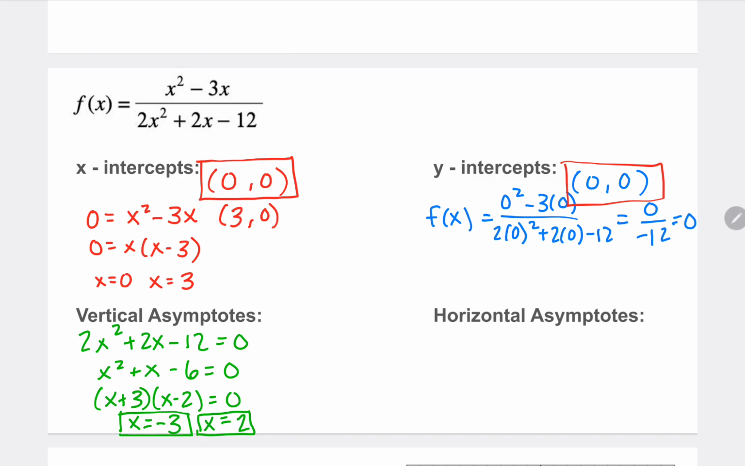And then lastly, the horizontal asymptotes, we look at the degree. In this case, we have the same degree. When it's the same degree in the numerator and denominator, you look at the leading coefficients. We have a 1 over 2. So our horizontal asymptote is the horizontal line, y equals 1/2.